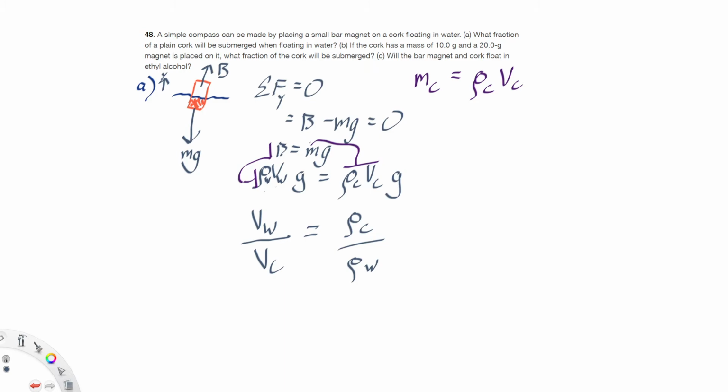At this point, we just have to look up what the density of cork is. It is 0.72 grams per milliliter. 0.72 grams per milliliter, is that what you said? Yeah. So we have to convert it to kilograms per cubic meter. So instead of 0.72, we're going to have 720 kilograms per cubic meter. And this is for cork. And on the bottom, the density of water is 1,000.